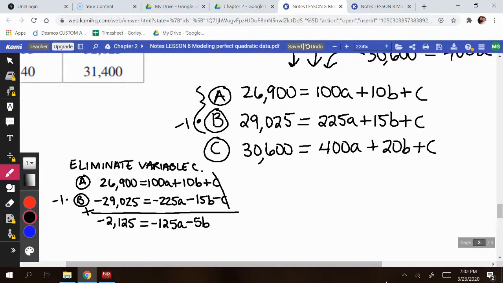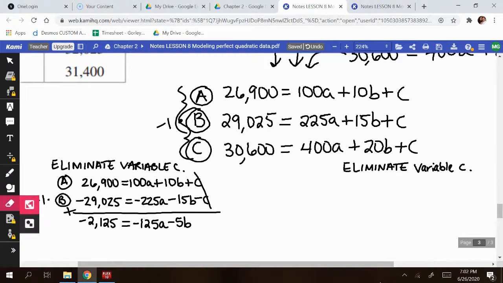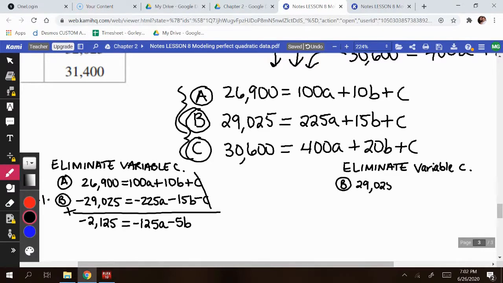Okay, so I'm going to take a break and I'm going to pop over here and I'm going to eliminate the variable c again. But this time I'm going to use these two equations. This time let's leave the second equation the way it originally was. So I'm just going to copy the 29,025 equals 225a plus 15b plus c. And that third equation, let's go ahead and multiply it by -1.